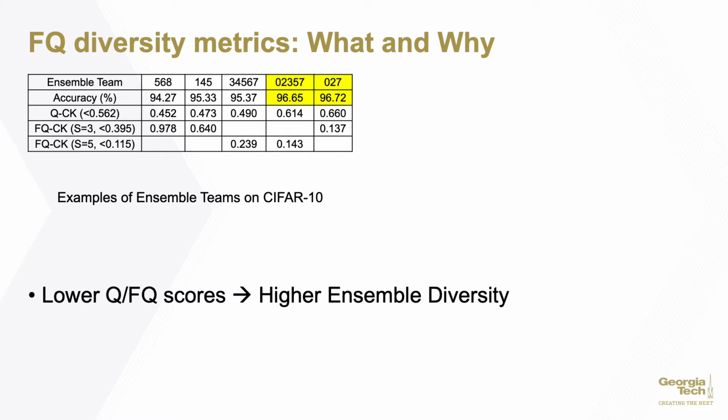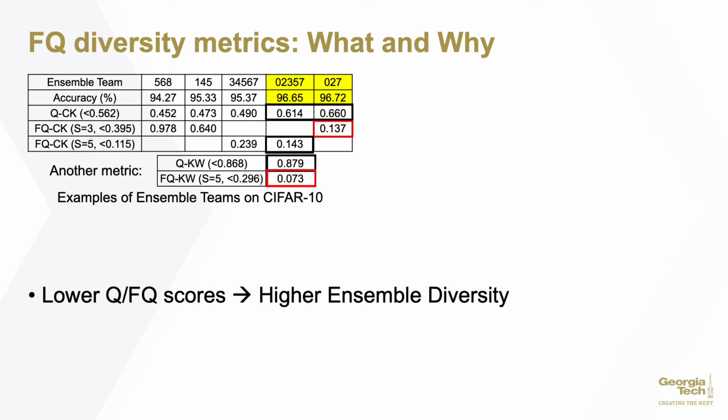QCK gives the two high accuracy ensembles, marked in yellow, a diversity score higher than the threshold, and thus fails to identify them. Our FQ diversity metric will compute different diversity thresholds for ensembles of different sizes. It successfully identifies the ensemble 0 to 7. The other high accuracy ensemble, 0 to 357, can be identified by another FQ diversity metric, FQKW.